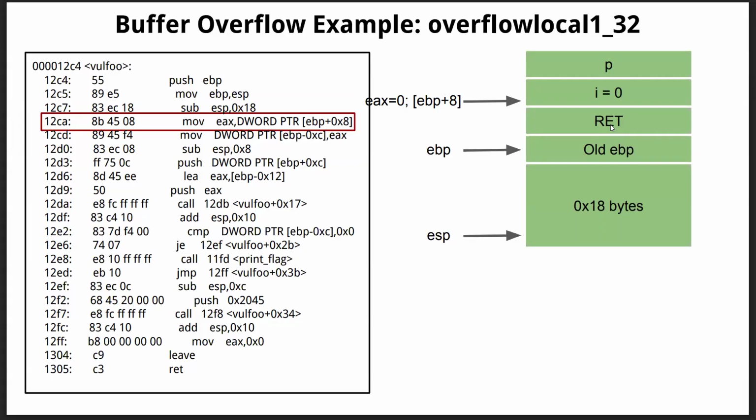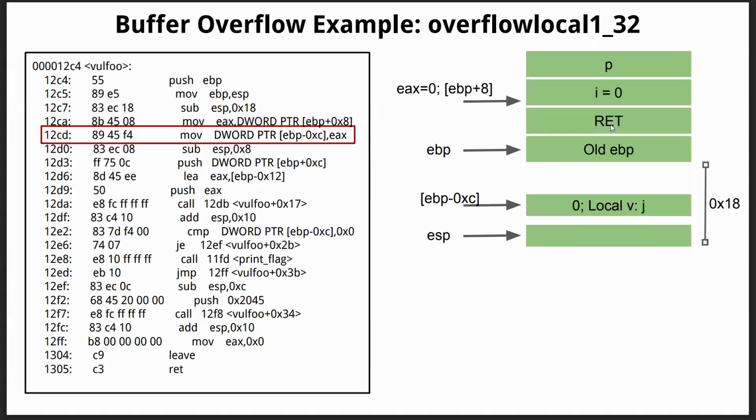What is EBP plus 8 again? The first argument, right? Which is 0. So we're going to move 0 to register EAX. Remember in the source code, why do we do this? Because we have a local variable j, and we're assigning I to j. This is exactly what we're trying to do. We haven't assigned j yet, because j will be in memory. But we're moving that 0 to the register EAX.